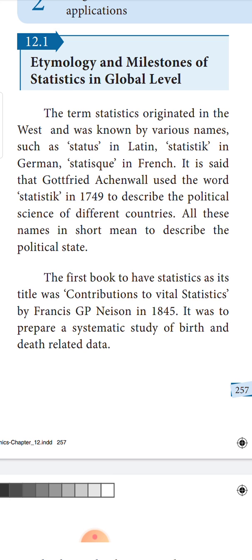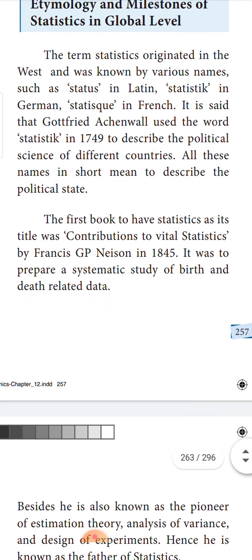It is said that Gottfried Achenwall used this word statistik in 1749 to describe the political science of different countries. And in short, he describes statistics as a political state itself. The first book about statistics was Contributions to Vital Statistics. It was written by Francis G.P. Nason in the year 1845.